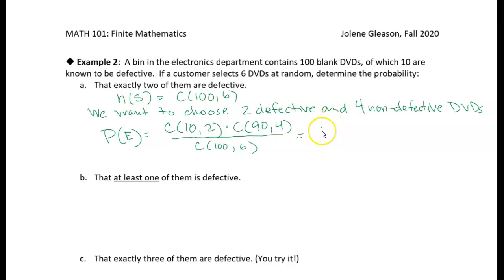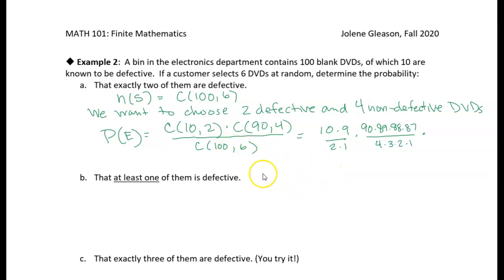So let's just go ahead and do 10 choose 2. That's just going to be 10 times 9 over 2 times 1, right? And then we have 90 choose 4, right? So that's 90 times 89 times 88 times 87, right? All over 4 factorial, which is 4 times 3 times 2 times 1, okay? Now, this combination of 100 things taken 6 at a time in the denominator is also a fraction, right? It's going to be 100 times 99 times 98 and so on, all over 6 factorial.